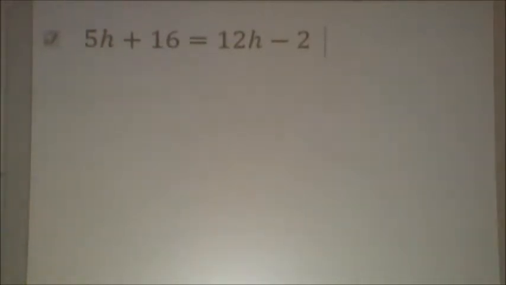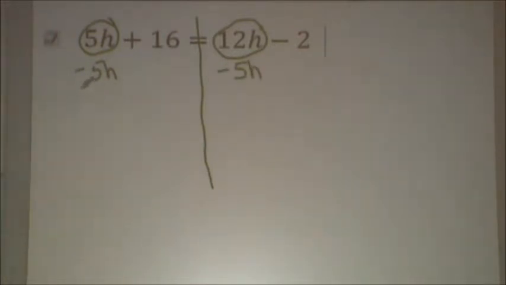So again, I've got an equation, and this time I've got variables on both sides. So I'm going to circle them up. Over here I have a positive 5h, and over here I have a positive 12h. So remember, I like to move my smaller one to the larger side. So this is the smaller one, so to move this 5h over here, I have to do the opposite. And this is a positive 5h, so I want to subtract 5h. And to keep it balanced, I need to subtract 5h from this side. And now my equation is balanced.